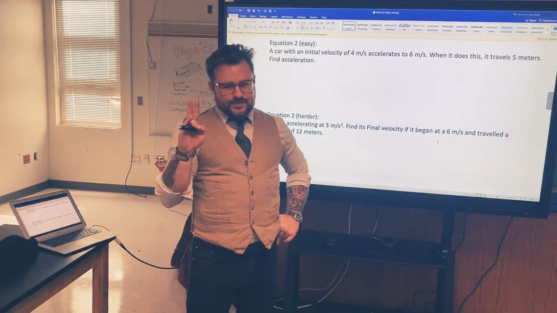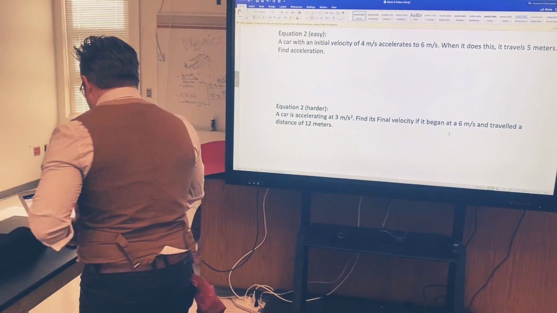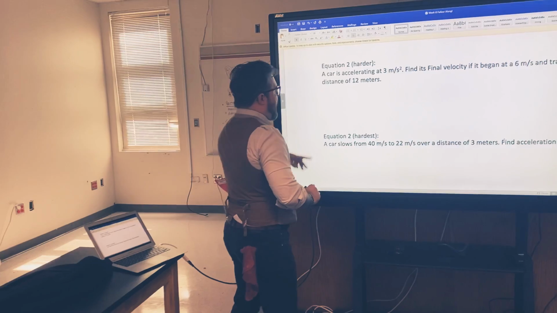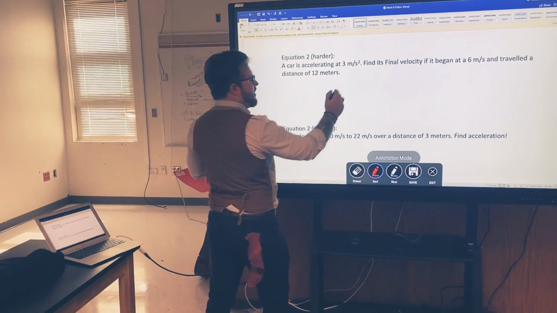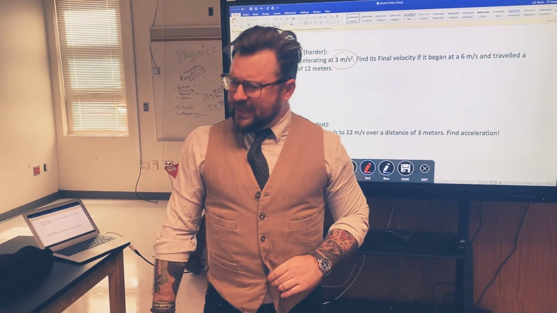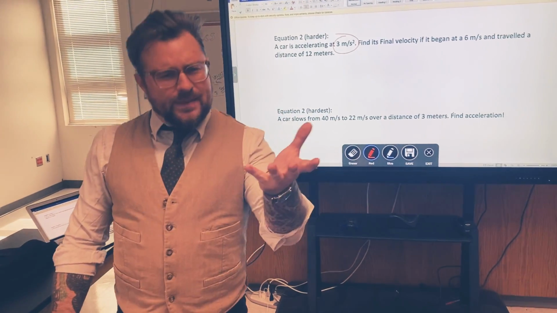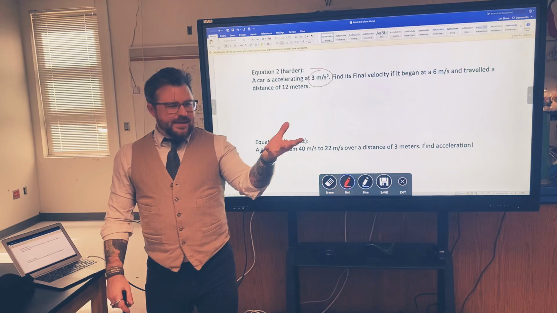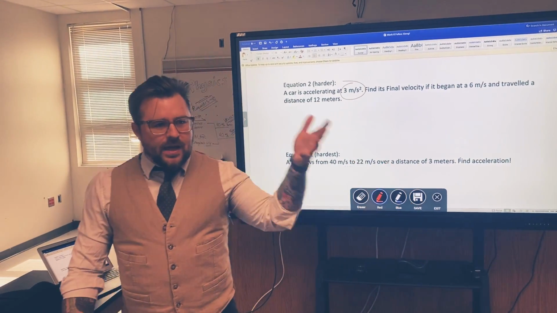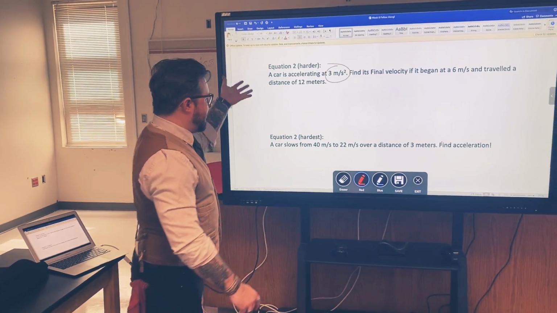It gets harder. You ready? Let's go to equation number 2, hard style. What if I say a car is accelerating at 3 meters per second squared? Immediately, bells should be going off. It just gave me acceleration. How is it going to give me acceleration when I've been trying to find acceleration? Obviously, I'm not going to be solving for acceleration. I'm going to be finding something else.